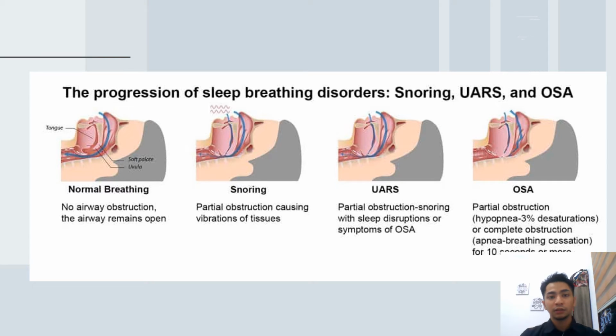Then there is the progression of sleep breathing disorder. So you can see there are normal breathing, snoring, UARS, and OSA.